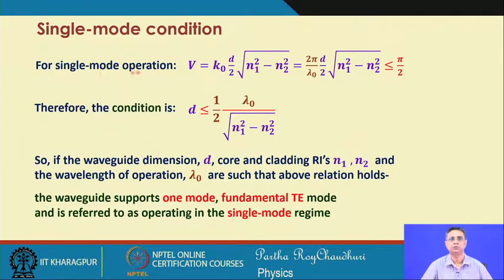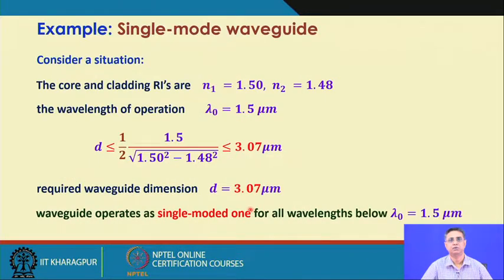For single mode operation, v equal to this quantity, because we have defined this. Therefore, the condition is d equal to half of lambda 0 over the square root of n1 square minus n2 square. So, if the waveguide dimension, that is core refractive index and lambda 0, are such that they satisfy this condition, then you automatically take care of the single mode nature of the waveguide. The waveguide supports one fundamental TE mode, and it is referred to as the single mode regime of operation.